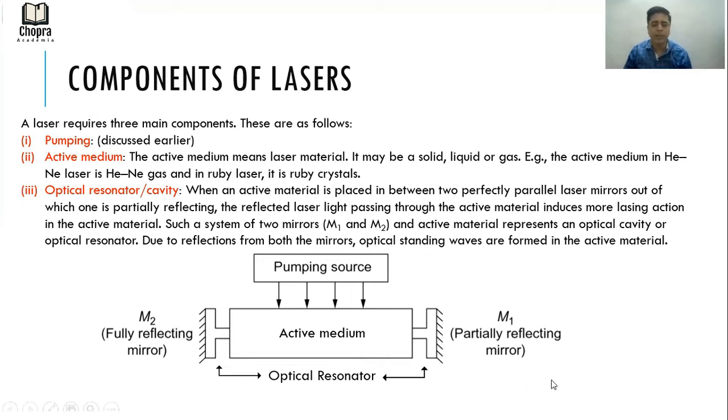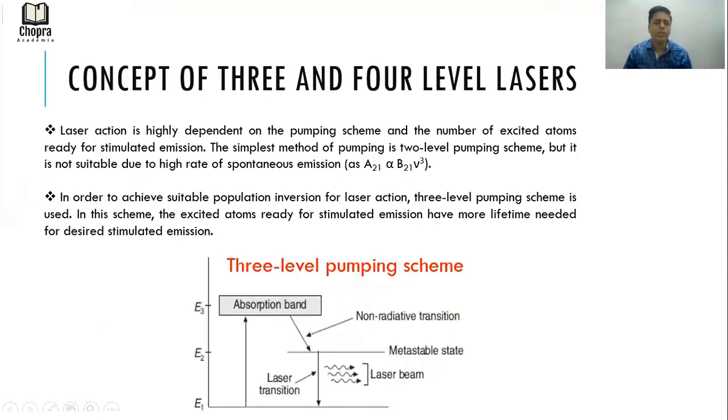So let us go for the next concept, which is to understand what are 3 and 4 level lasers. Laser action is highly dependent on the pumping scheme and the number of excited atoms ready for stimulated emission. The simplest method of pumping is the two-level pumping scheme, but it is not suitable due to the high rate of spontaneous emission. This statement you can understand from the relation of Einstein coefficients A21 and B21, where we found A21 is proportional to B21 times nu cube, or I can also say that it is the energy spacing, h nu whole cube by h square.